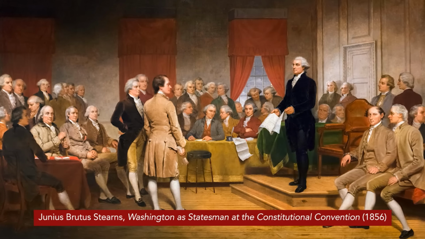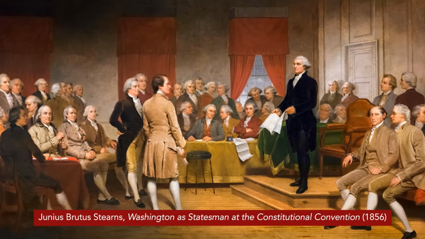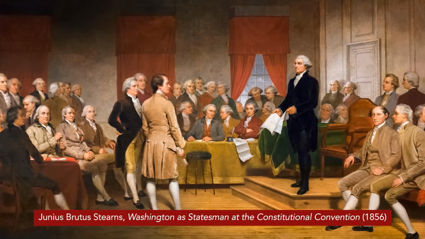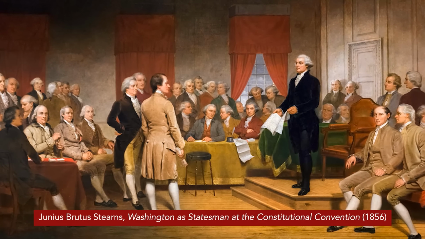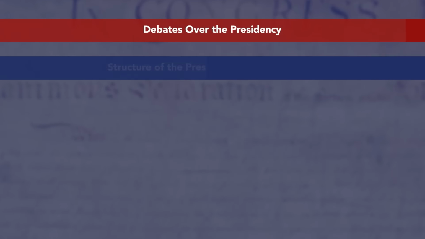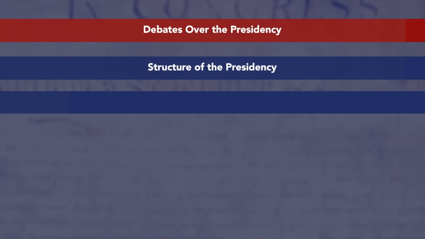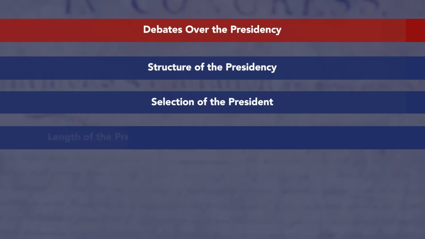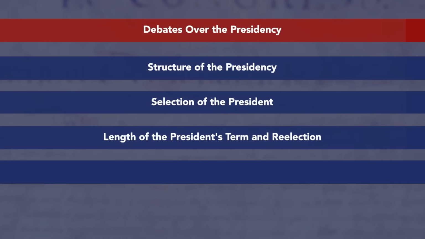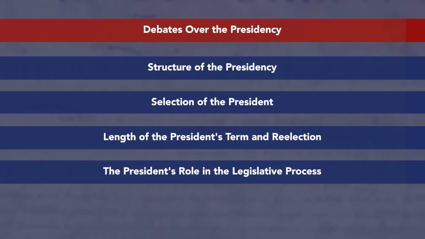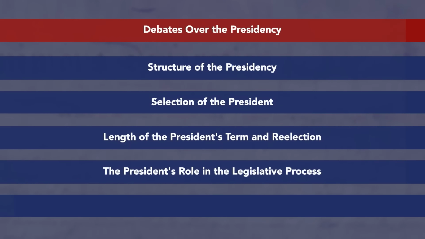How did we end up with Article 2 and this vision of the presidency? So let's return to the Constitutional Convention. And there were 5 big and important debates about presidential power at the convention. And they involved, first, the logistics of structuring the presidency. Second, how to elect the president. Third, how long the president's term should be. Fourth, whether to grant the president a role in the legislative process. And fifth, how the president can be removed from office.